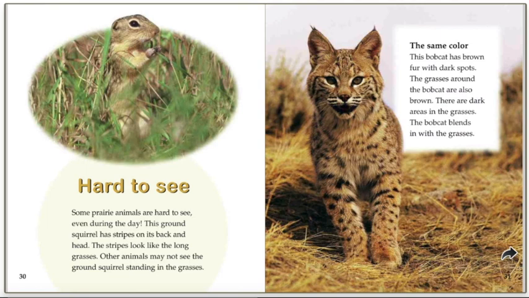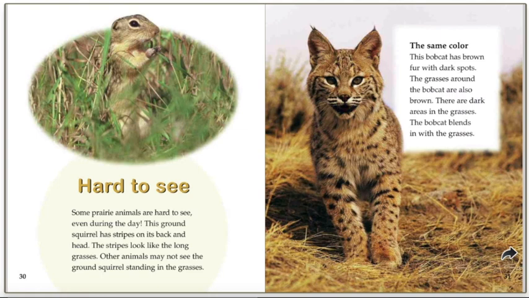Hard to see. Some prairie animals are hard to see, even during the day. This ground squirrel has stripes on its back and head. The stripes look like the long grasses. Other animals may not see the ground squirrel standing in the grasses. This bobcat has brown fur with dark spots.